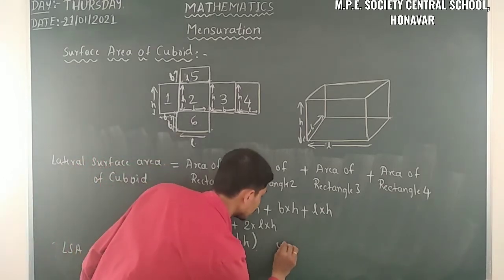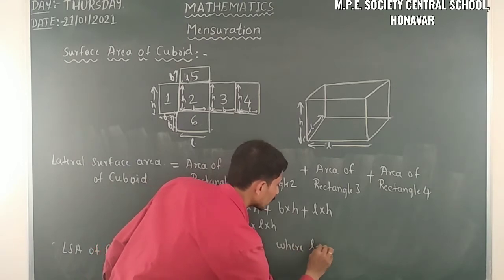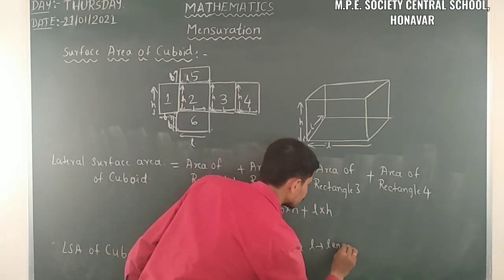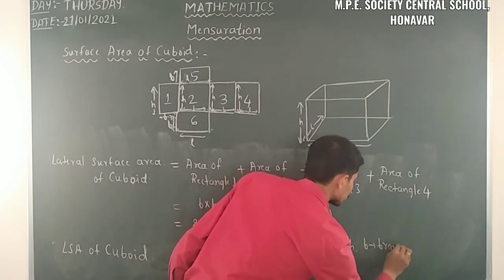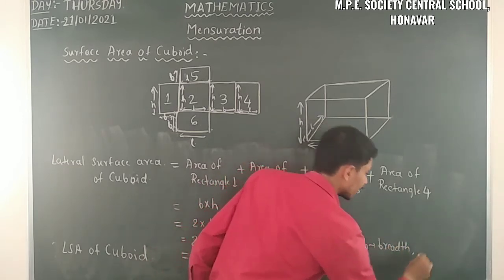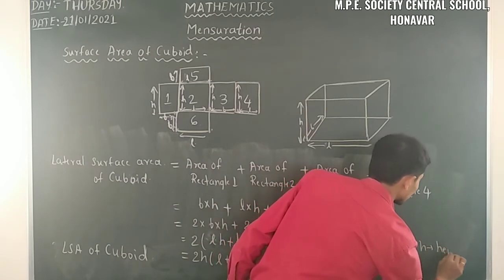So here after that we have to write this one, where L is the length, B is the breadth and H is the height.